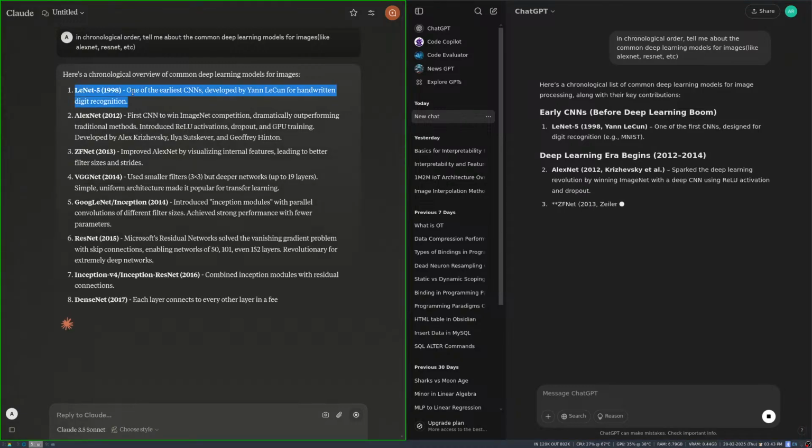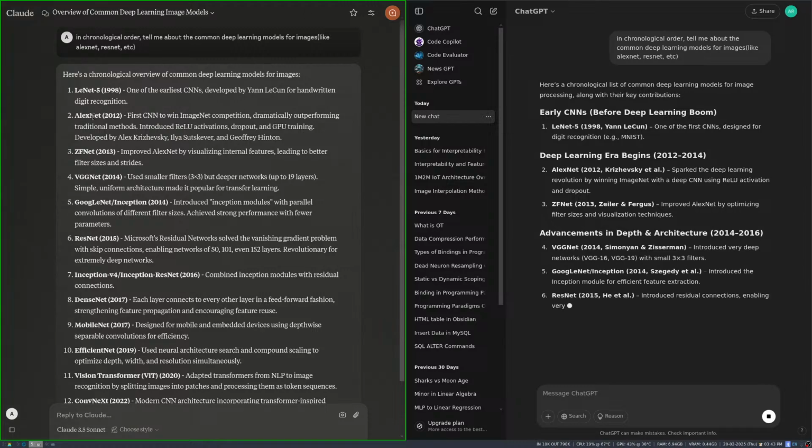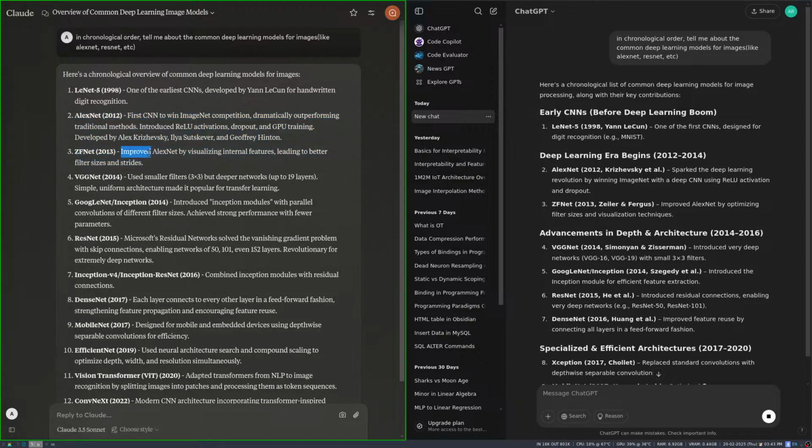Length, always CNN, developed by Yann LeCun, okay, him. Then AlexNet in 2012. ZFNet improved AlexNet by visualizing internal features. Okay. VGGNet 2014. GoogleNet or Inception.